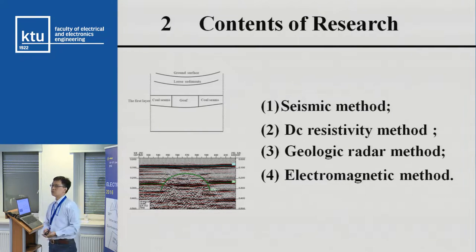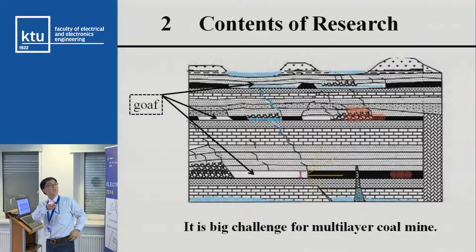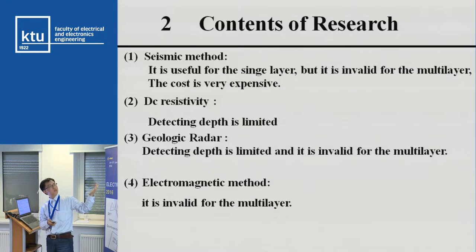And then those methods have solved a lot of problems of the coal mining Goaf. But for this case, underground, the mine has several layers, so we have a problem. For example, with the seismic method, we put the source here, and the energy will pass here because of the big difference between the Goaf and the surrounding rock, and the energy will return back to the subsurface. So we cannot detect the third one and the fourth one. This is the disadvantage of the surface geophysical methods.